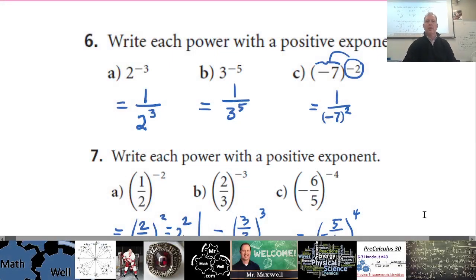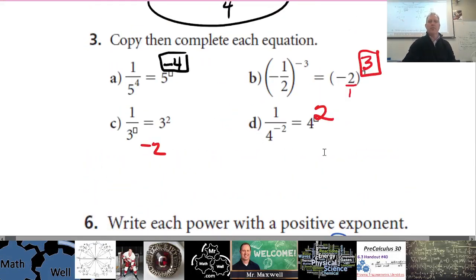All right, 4.5 homework. Here's just a few questions here. Copy and complete each equation. If you have 1 over 5 to the positive 4, that equals 5 to the negative 4. So in order for this to come up there, it's got to be negative. Okay? So this is going to be a positive 3 here for B.